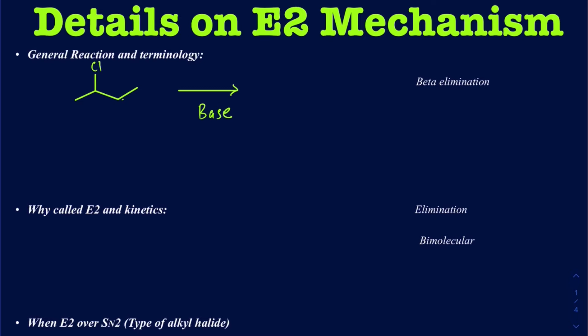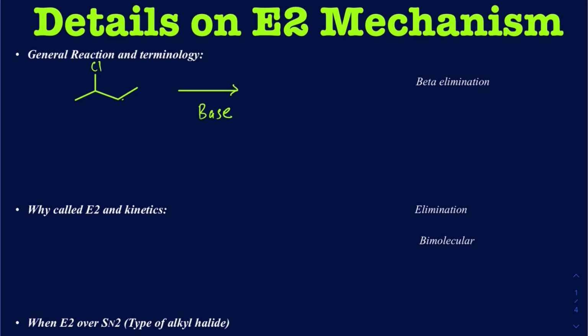What it's going to do is remove a proton, and in the process, it's also going to remove the chlorine. These are also called dehydrohalogenation reactions because you're losing the proton and the halogen, and in the process, you're making an alkene.